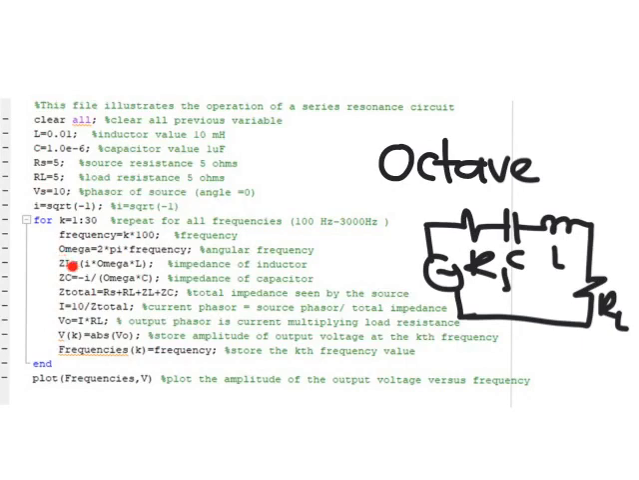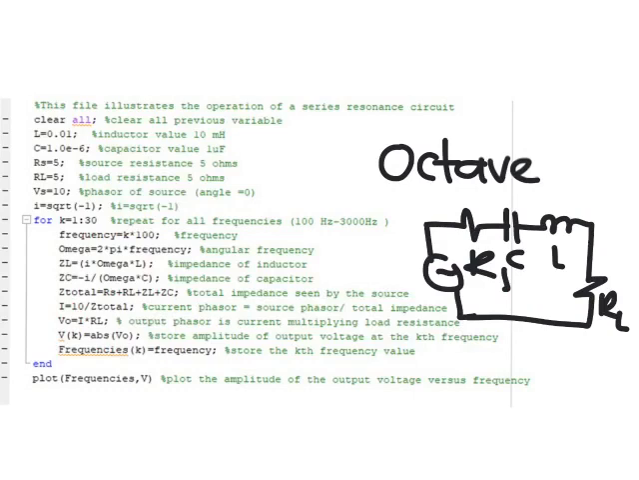So I calculated the impedance of the inductor and the impedance of the capacitor. The total input impedance seen by the source is the sum of all these four terms. I sum them to get the current. The current as a complex number, everything is complex, by the way, all the operations are complex, is equal to the phasor of the voltage, which is 10, divided by this input impedance.